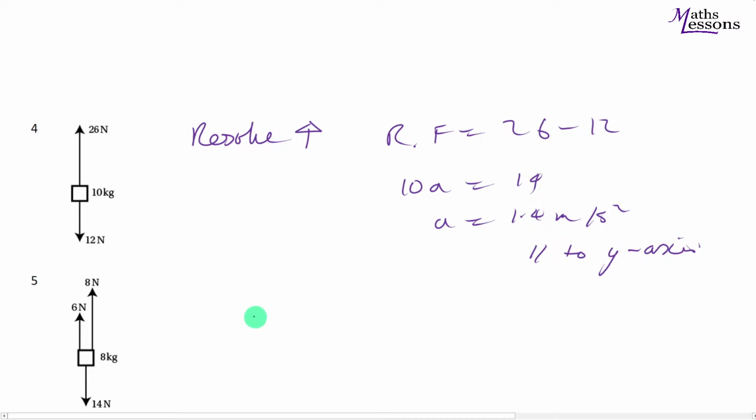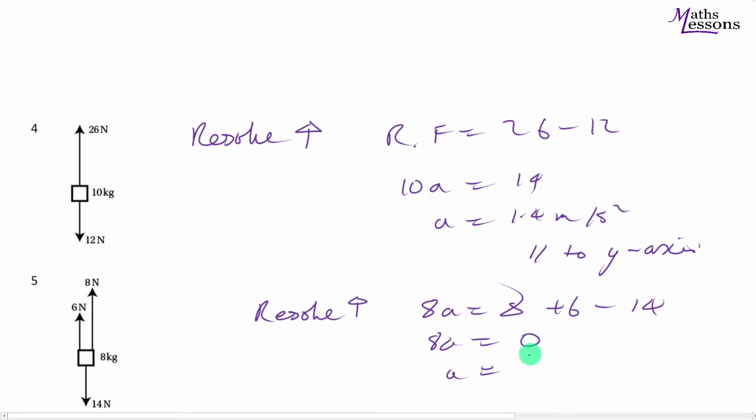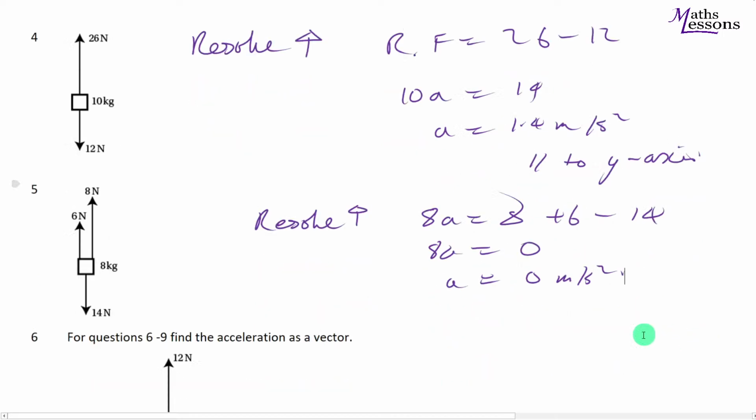And in the second one, we're going to resolve vertically. Get into the habit of saying which direction you resolve in, and we're going to get 8a will equal 8 plus 6 minus 14. So therefore 8a will equal 0. So a will equal 0 meters per second squared, and therefore it's in equilibrium.